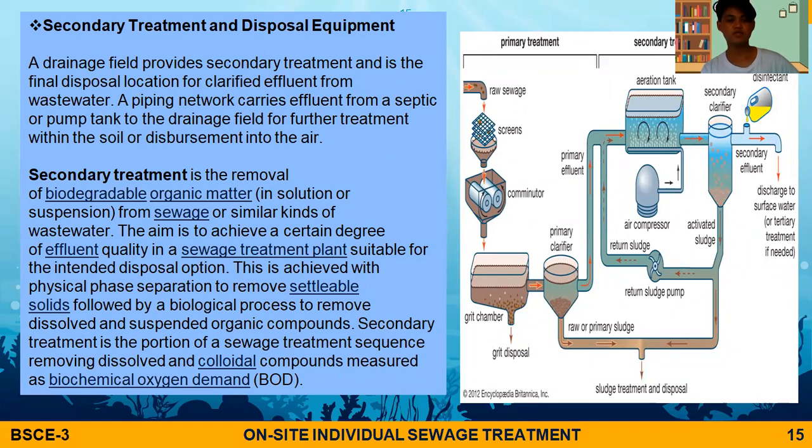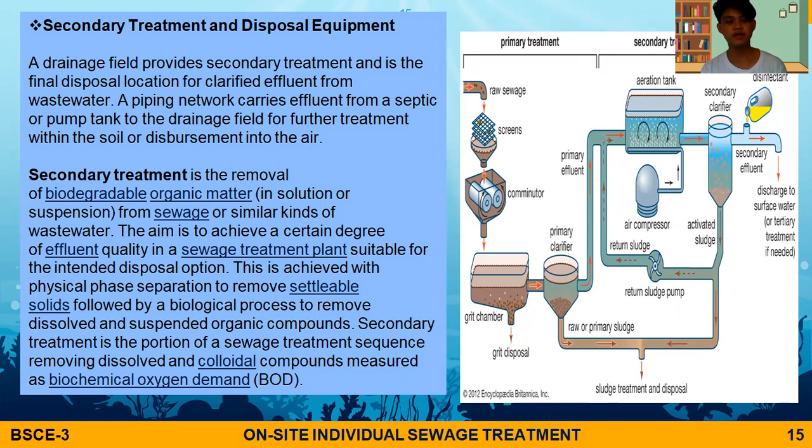Secondary treatment and disposal equipment. A drainage field provides secondary treatment and is the final disposal location for clarified effluent from wastewater. A piping network carries effluent from a septic tank or pump tank to the drainage field for further treatment within the soil or dispersal into the air.